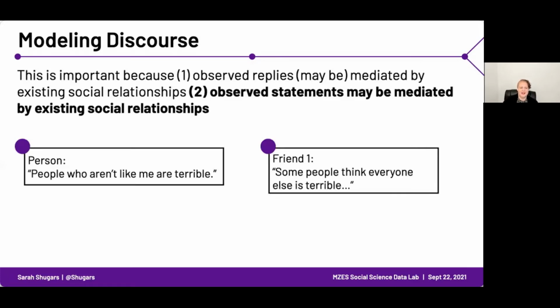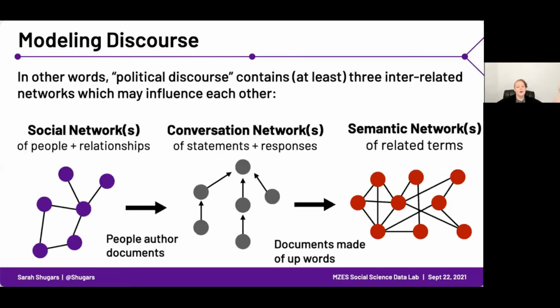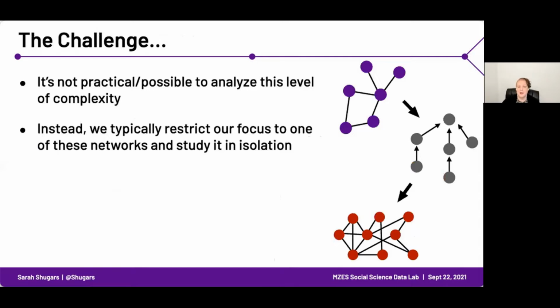So again, we might see that observed statements could be mediated by existing social relationships. So now we have these three levels of networks, where there's different things happening in each of these networks. And as you can imagine, this is a challenge, because you really can't just say, well, we'll just do this multi-level, multi-modal network.